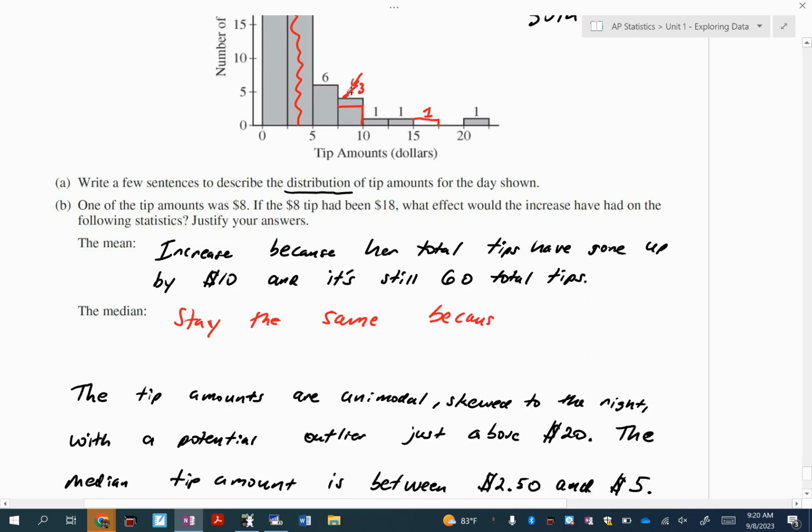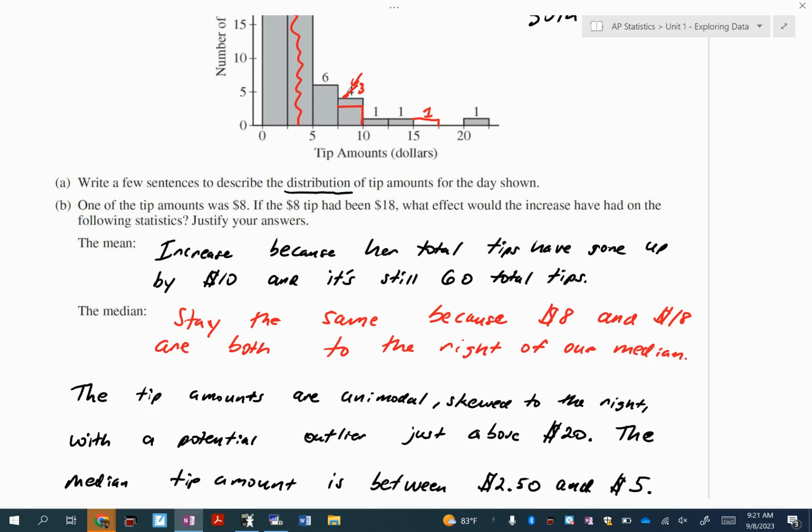because $8 and $18 are both to the right of our median. Right? And the key thing I need you guys to know for the AP exam is that the median is more resistant to potential outliers in either direction, right?